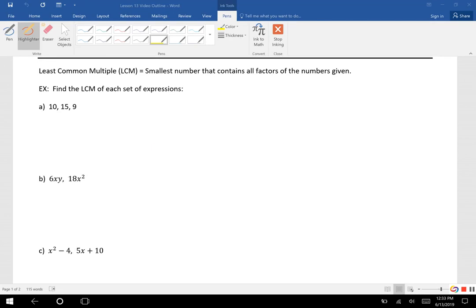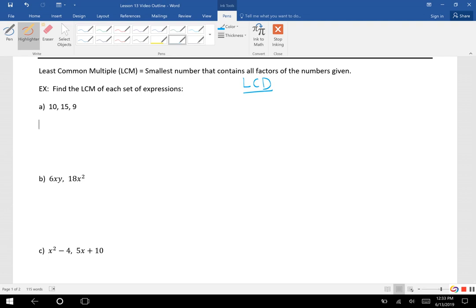In this lesson, we're now going to talk about adding and subtracting rational expressions, which is really adding and subtracting fractions. And so if you recall from your past, when you had to add fractions, you probably were told you had to find a least common denominator, or an LCD. We're going to do the same with rational expressions.